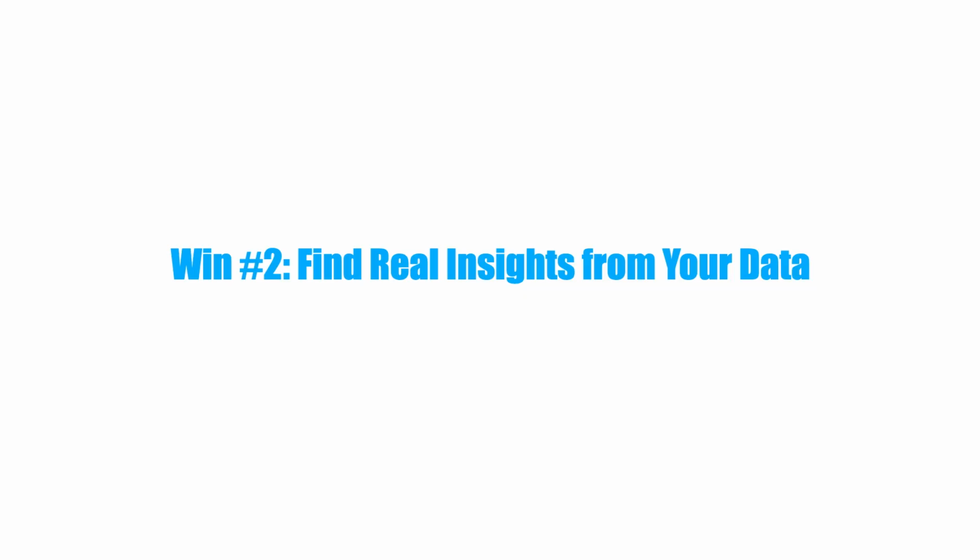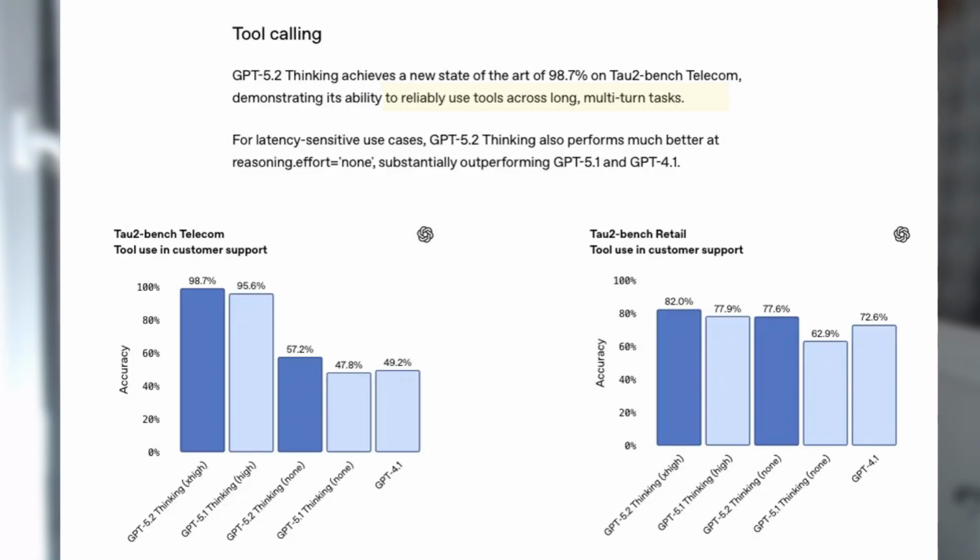OpenAI says GPT 5.2 has stronger, more reliable tool use across long multi-turn tasks. And that matters because it means you can analyze large spreadsheets way better than before.